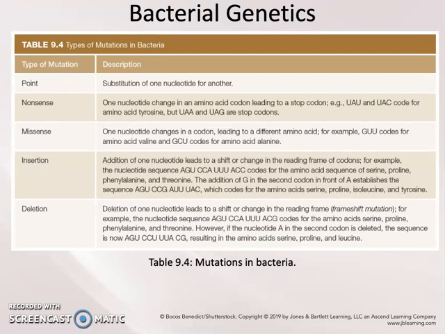Now, these mutations are extremely important in living systems because, as many biologists will attest, mutations are the raw material for evolution. So as mutations accumulate in an organism, that causes the organism to change, and change over time is evolution. So this is essentially how organisms evolve, is they accumulate mutations.